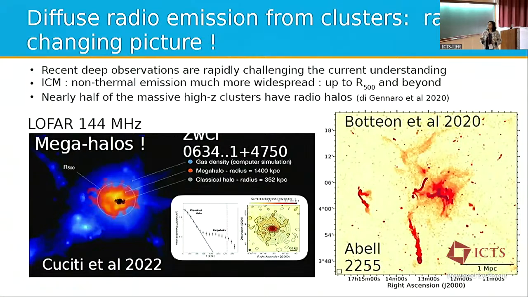evolving. There are something called mega halos that were discovered in 2022 using LOFAR HBA at 144 megahertz. Also, there was a deep field study towards Abell 2255, about 75 hours on this cluster with LOFAR, and they also detected diffuse emission much beyond the known radio halo extent.